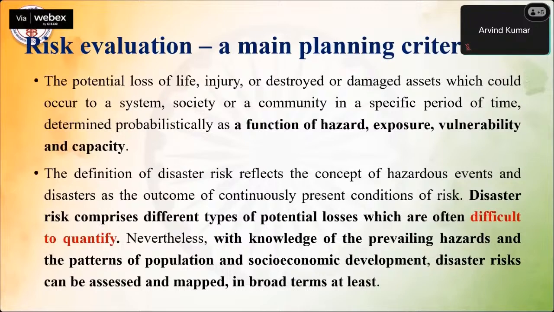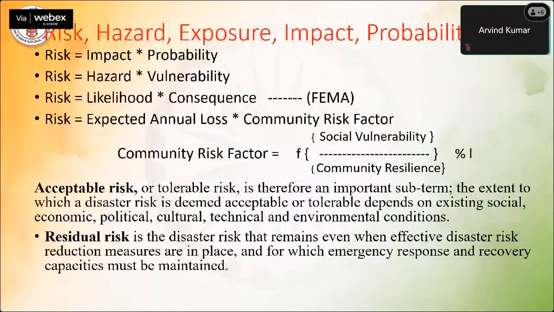Disaster risk comprises different types of potential losses, which are often difficult to quantify. Now, this is very important. See, the disaster or the risk, the damage or the hazard or the vulnerability, they all are probabilistic. They are all random in nature, and it is not possible to accurately predict, it is difficult to quantify every aspect. Nevertheless, with knowledge of the prevailing hazards, and the patterns of population and socio-economic development, disaster risk can be assessed and mapped in broad terms. Broad terms means one should understand it will not have a very fine accuracy about the damages, about the potential damages. Okay, we have already discussed this in the stage 1 of our discussion.